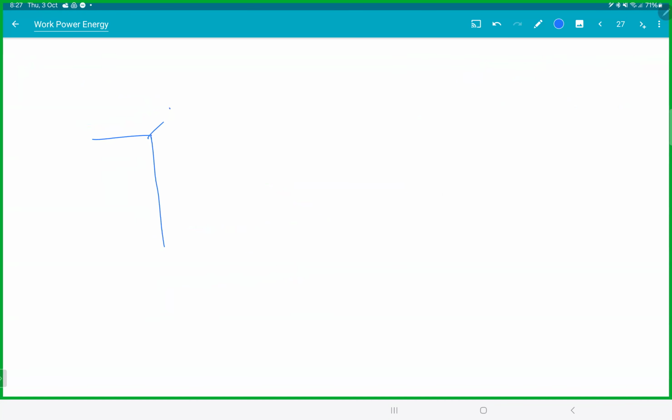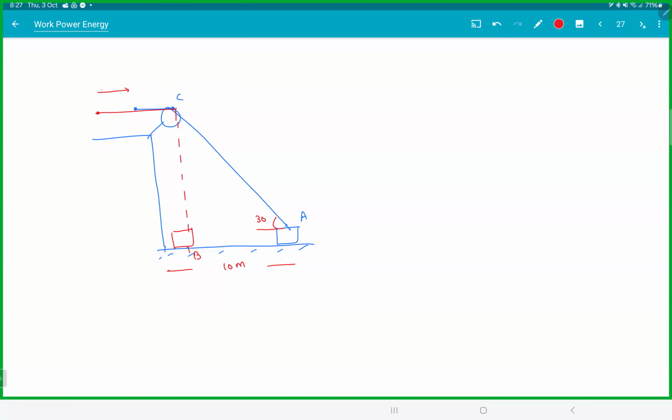So when you look at the diagram, initially the block is here. So this was the rope, right? Let's call this point A, and let's call this point C. This angle is 30 degrees, and this is 10 meters. When the rope becomes straight here, this is B. So what is this displacement here? This is your displacement, right? This S is the displacement of the point of application of force.